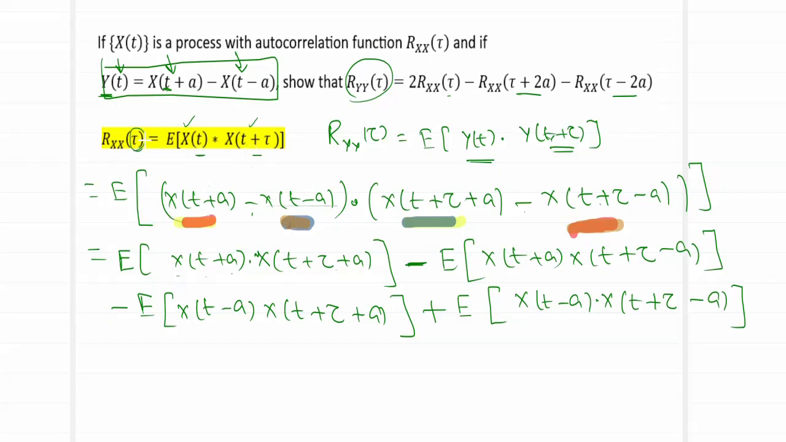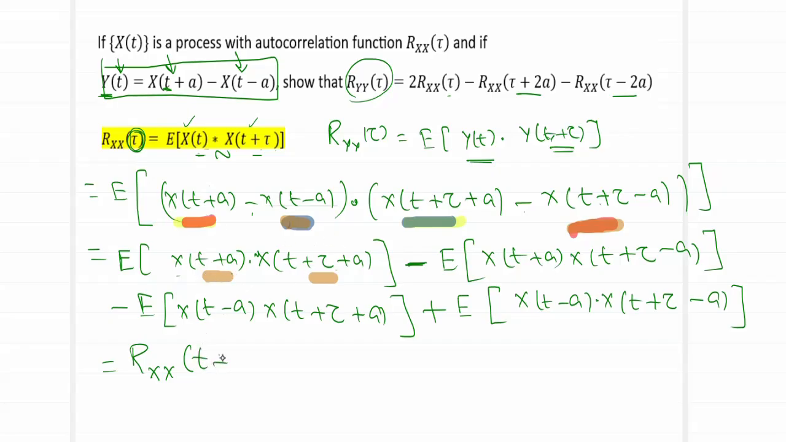How is this tau obtained? Tau is obtained as the difference of these two time parameters. Now in which case, this is my time parameter, this is my next time parameter. What I'll have to do is, I can write this as Rxx of tau. What is tau? Time difference between the first and the second term.